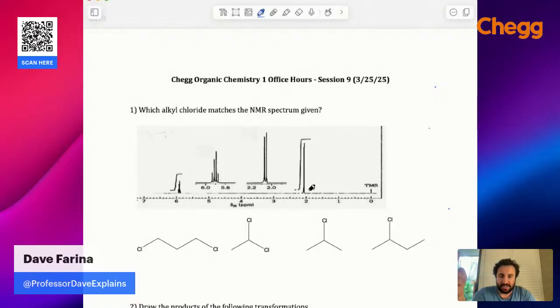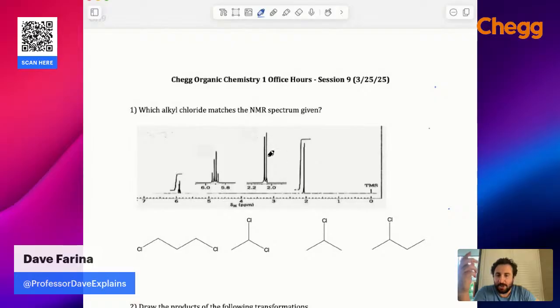Then number two, we're looking at integration. How tall is the peak? Or technically, we're talking about the area under the peak. It's exactly like integration from calculus, but just crudely speaking, how tall is the peak? That gives us some information. And then third, we're talking about splitting. So you have a resonance. How many smaller individual peaks is that resonance broken up into?